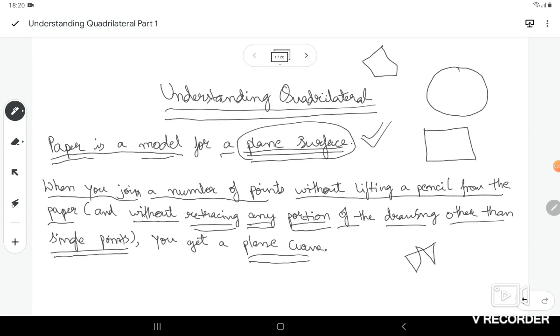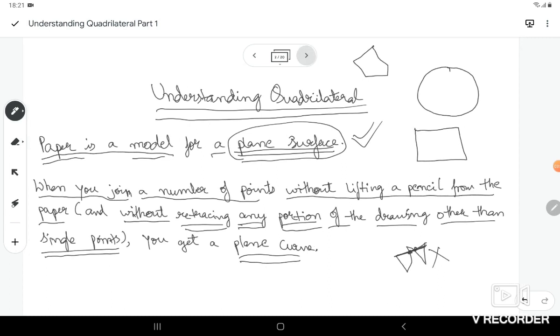Now I have not lifted the pencil. First condition satisfied, but there is a retracing portion, that is, it is cutting this line segment at 2 points, this point and this point. So this is not a plane curve. Moving on to further concept.